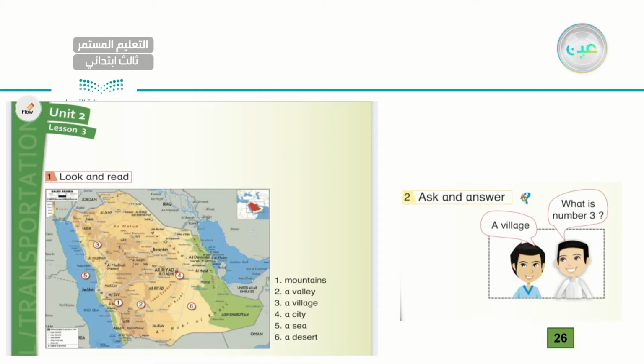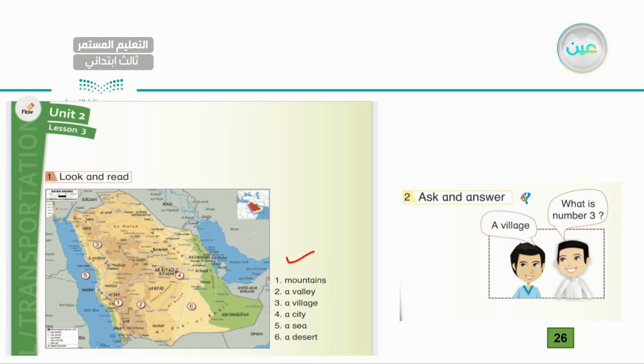As you can see, number 1, so let's read these first. Let's read these words first, and then let's go to number 2. I have number 1, mountains. Number 2, I have a valley. Number 3, a village. Number 4, a city. Number 5, a sea. Number 6, a desert.